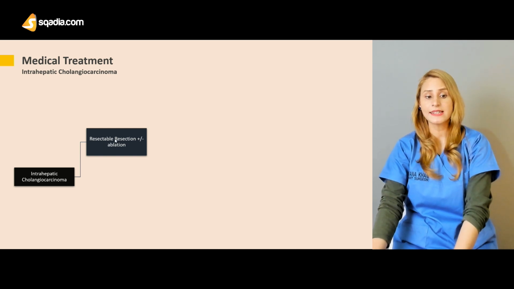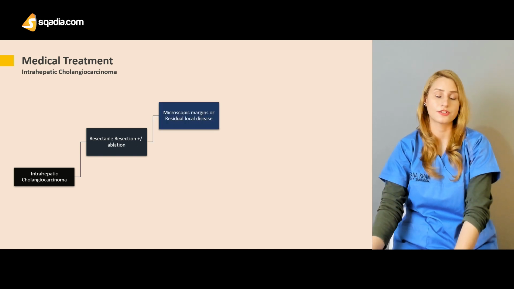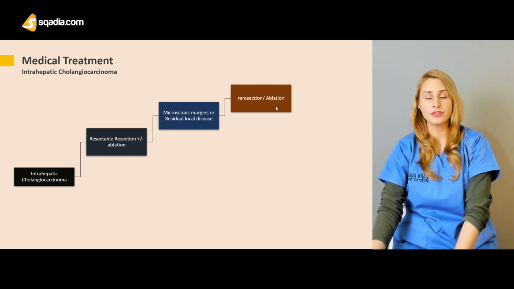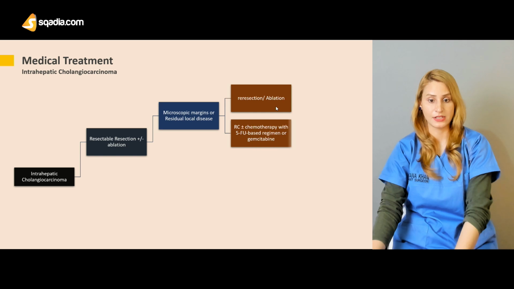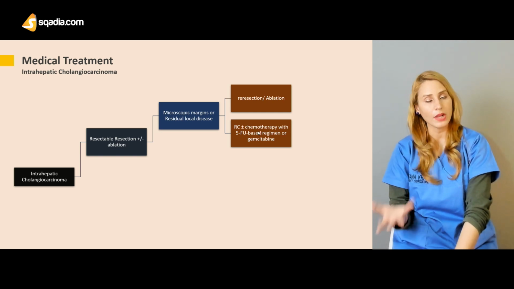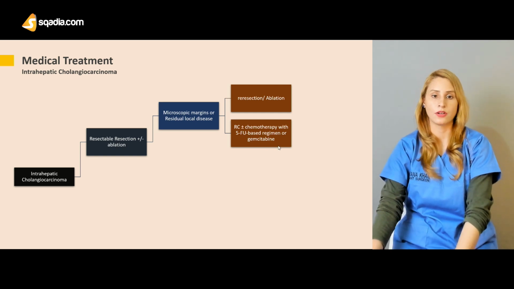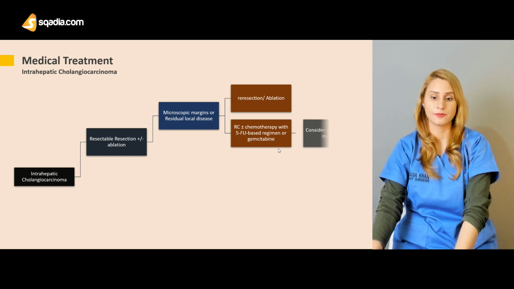In case you're not sure about the resectability, or you're not sure about the ablation, then what you can do, if you have already resected the disease and microscopic margins are left, or there's a residual local disease, is either go for re-resection, or go for ablation, or put the patient on chemotherapy. Most of the time you have to combine re-resection and then putting the patient on chemotherapy. A 5-fluorouracil or gemcitabine regimen is also being used for that.